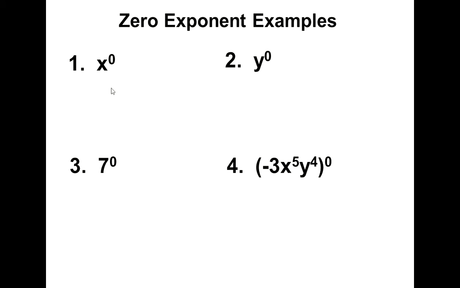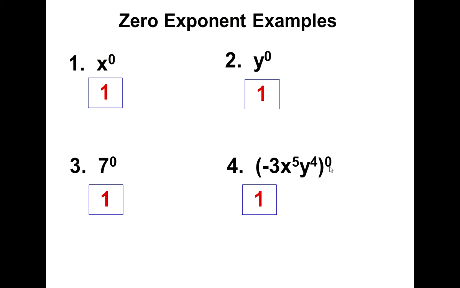Let's do some examples. In this case, 7 is definitely not 0. In order to do the rest of these, we have to assume that x, y, and negative 3x to the 5th, y to the 4th, none of them have a value of 0. If none of these numbers being raised to the 0 power is equal to 0, then we can say that x to the 0 is 1, y to the 0 is 1, 7 to the 0 is 1, and negative 3x to the 5th, y to the 4th, raised to the 0 power, is 1. Notice how when I raise a quantity to the 0 power, I do not get 0, I get 1.